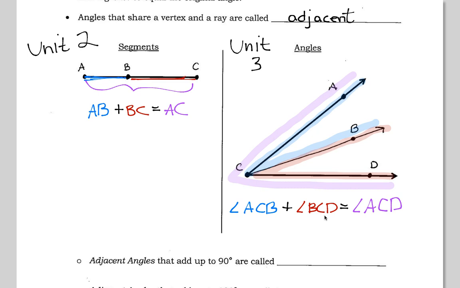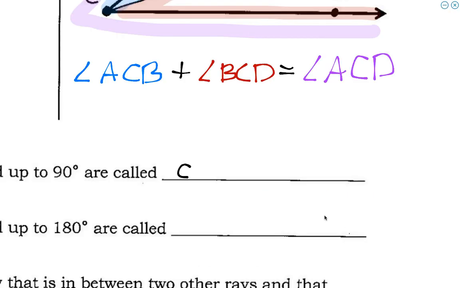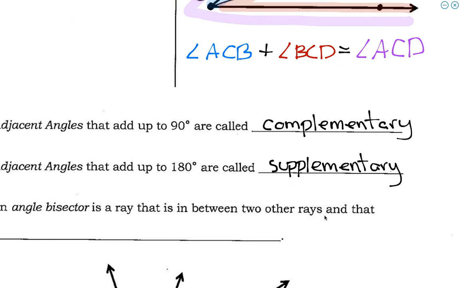We have some special situations. So when adjacent angles add up to 90 degrees, we say that they are complementary. When they add up to 180, they are supplementary. You'll see supplementary more than you will see complementary.